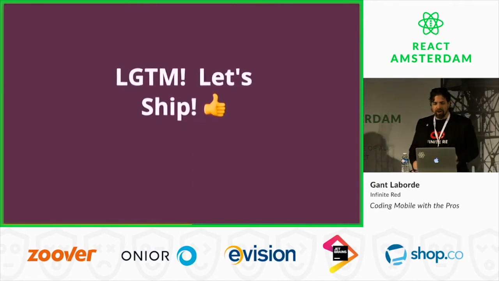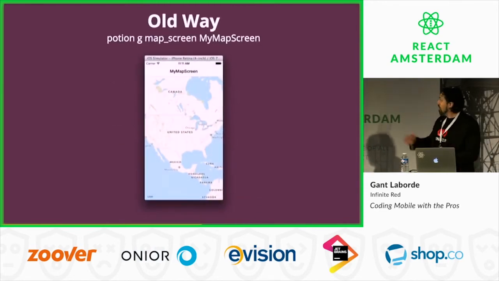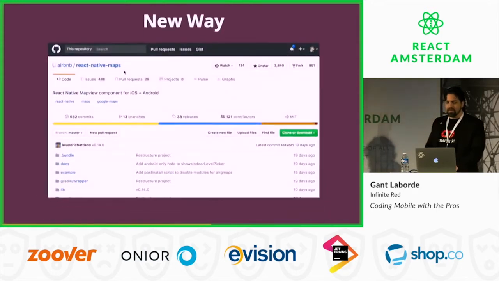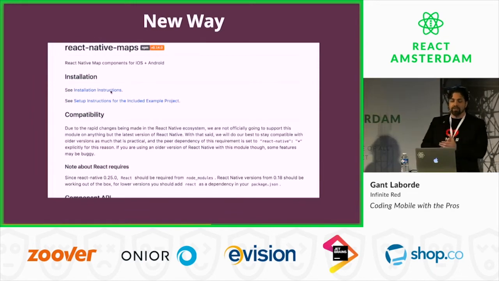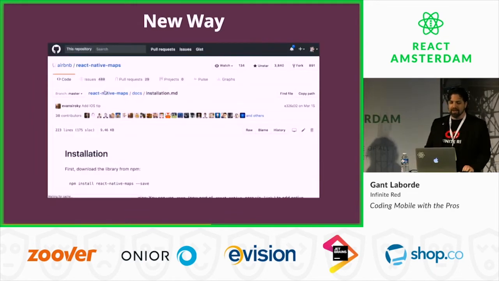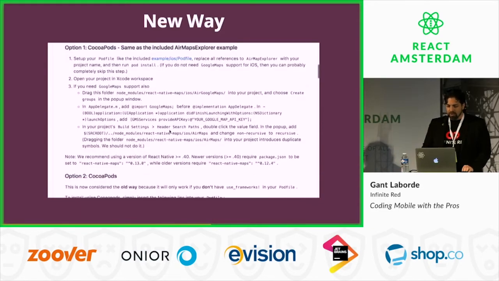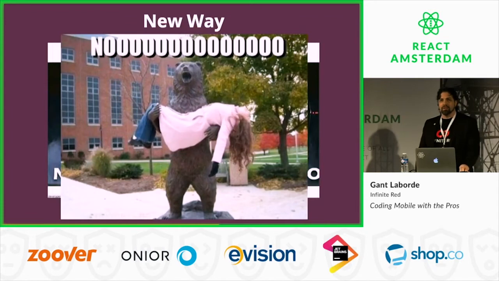So I was like, all right, let's ship with React Native. And the old way we used to do it, we had some really nice tools out there that would say, Potion, generate a map screen, and then let's go ahead and do the map screen. Okay, that sounds nice. The new way. All right, well, it's through Airbnb. It's not there. Oh, installation instructions. Let me click there. All right, I have to scroll. No, no, no, no. For the love of God, no. Right?